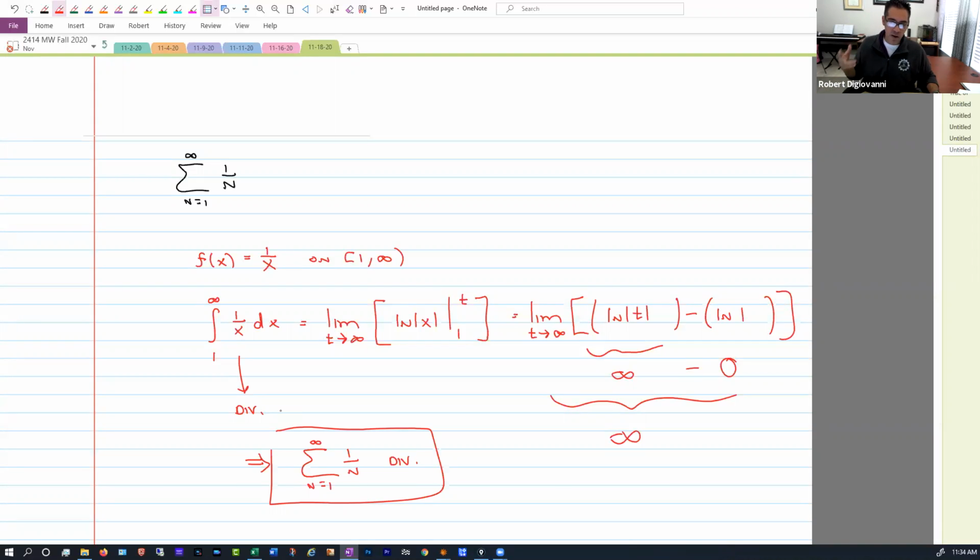So again, I left out all those other things, showing it's positive and continuous and decreasing, but I just wanted to show you that you can actually prove this series diverges using the integral test. In fact, you can generalize this. All right, so let me show you.